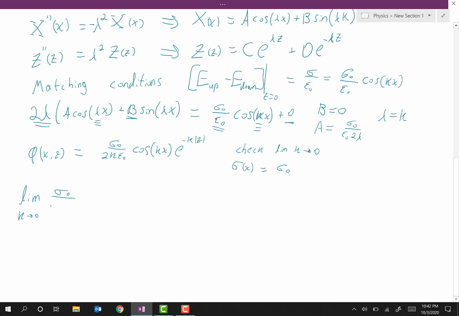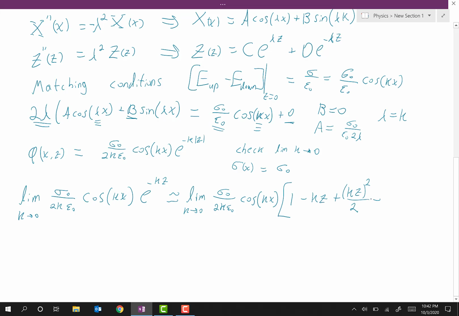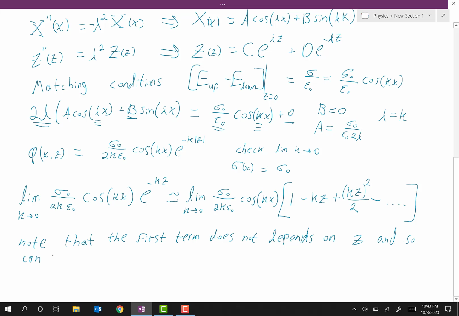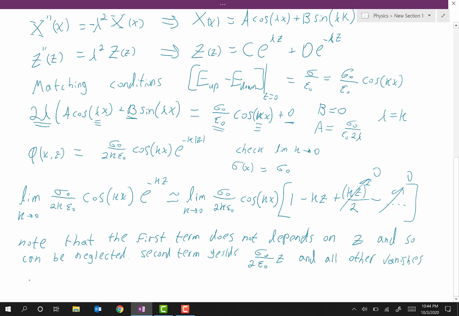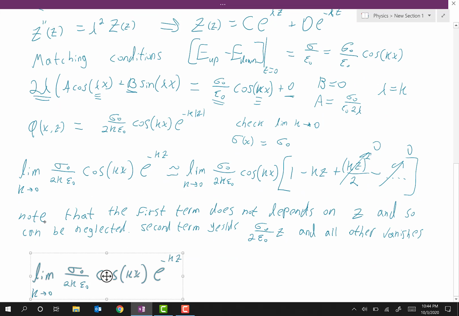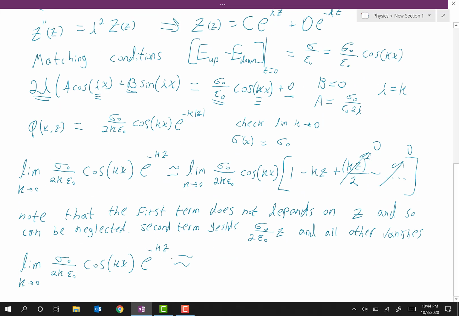In that case, the charge distribution will be nothing but sigma naught, which is a uniform charge density. We see that in the exponent we have e to a very small number, therefore we can Taylor expand it, and we see that the first term, the 1, is nothing but a constant without any dependence on z when k goes to 0. The second term, however, does have a dependence on z, and we write it down. Notice that all the other terms contain k and therefore will vanish as k goes to 0. The last step is to take the negative gradient of our result and to recover the electric field of an infinite sheet with uniform charge density.